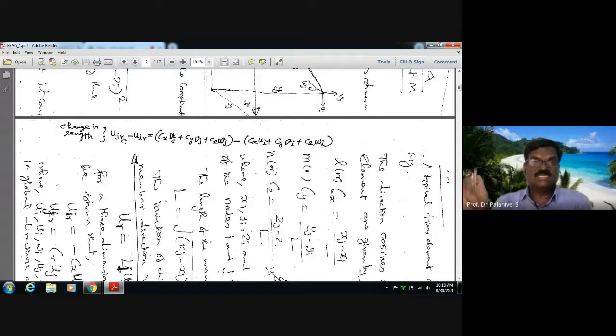Resolving, no, cos theta, isn't it? Cos theta is the direction cosine. So uj means the jth node displacement in the x direction. Displacement of the jth node in the x direction is uj. That into the direction cosine, cos theta, that is cx.